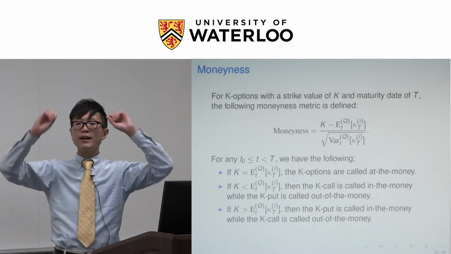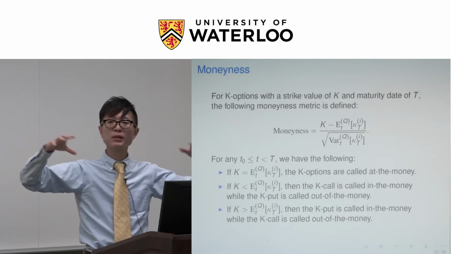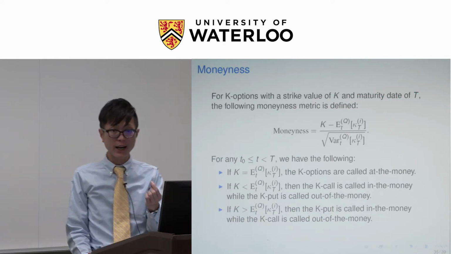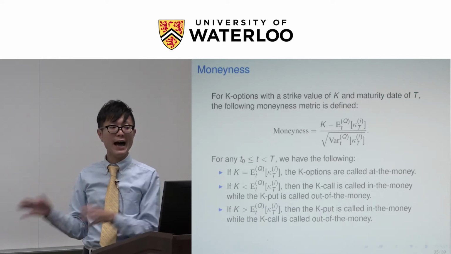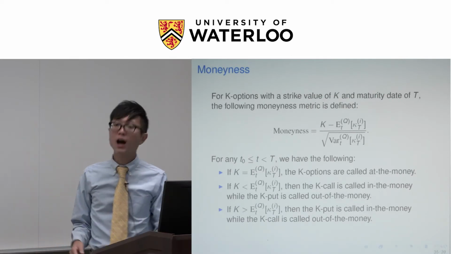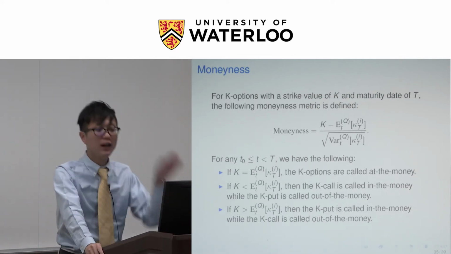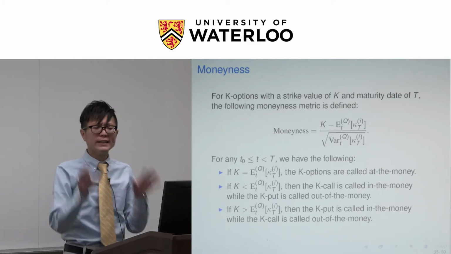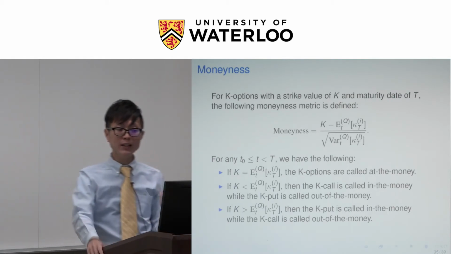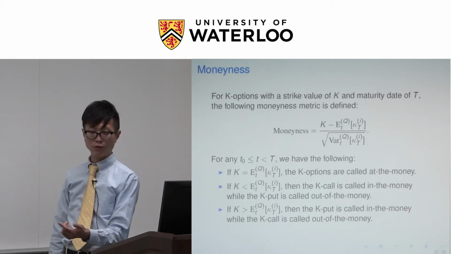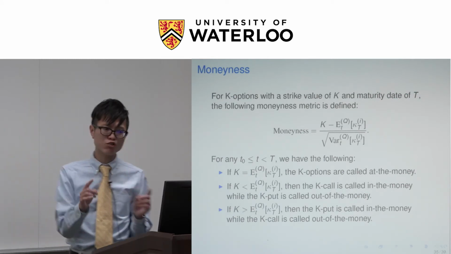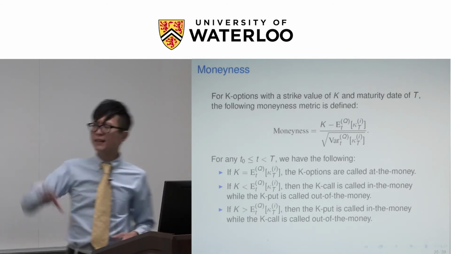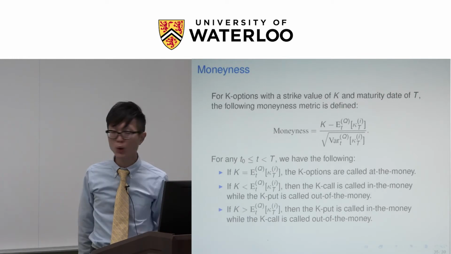So, if K, the strike value, equals precisely the risk-neutral expectation of the CBD mortality index at maturity, then we say that the K options are at the money. If the strike value is less than the risk-neutral expected value of the CBD mortality index at maturity, then we say that the K call is in the money while the K put is out of the money. And finally, if the opposite is true, we say that the K put is in the money and the K call is out of the money. These terminologies are very similar to those used in stock options.